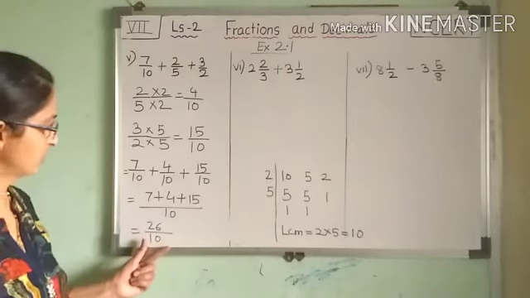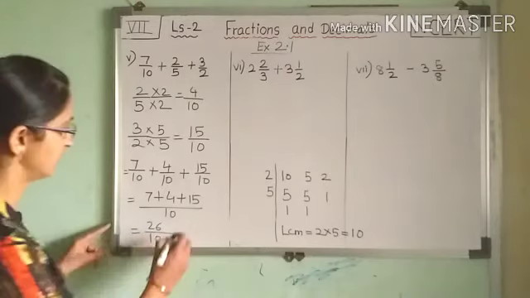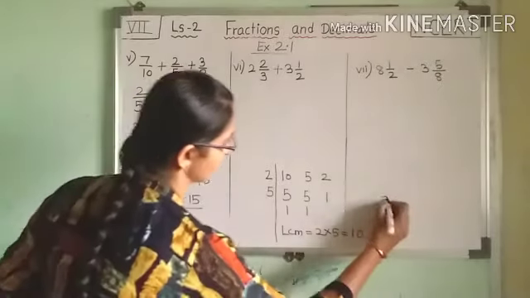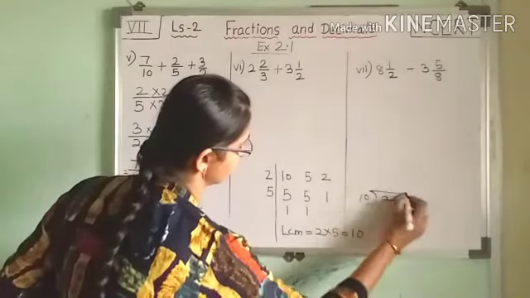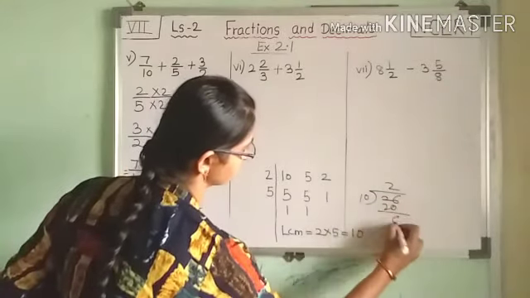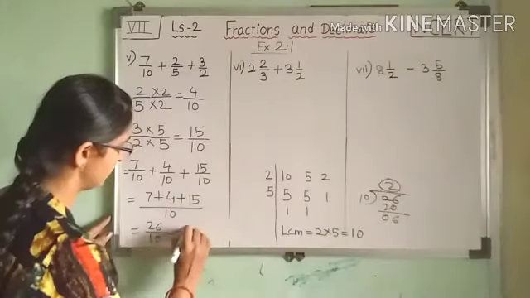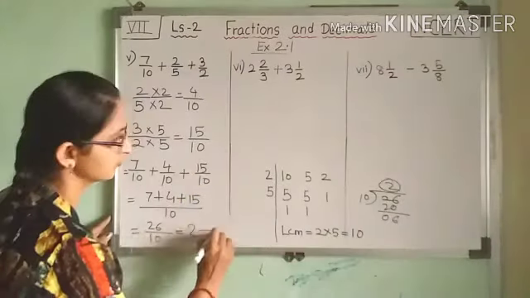So now we can simplify it. That is, divide 26 by 10. 10 2s are 20. Here 2 is the whole part, 6 is the remainder, and write the denominator as it is. So our answer is 2 and 6 upon 10.